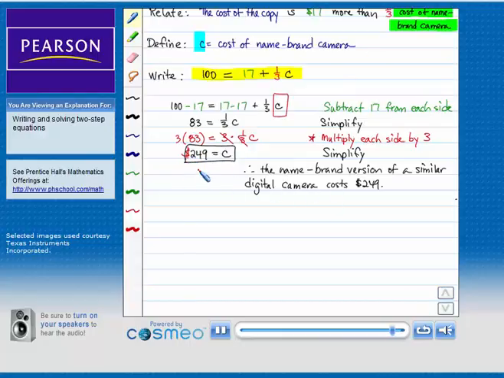So perhaps this would be a good place not only to show your parents your mathematical skills in figuring out this problem, but in showing them how much they would save by buying you the lesser version of the camera. All right? Well, I think I'll leave you with that, and if you follow these steps carefully, you should do well. Okay.